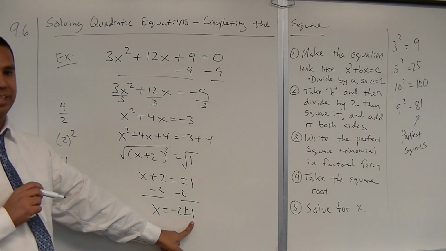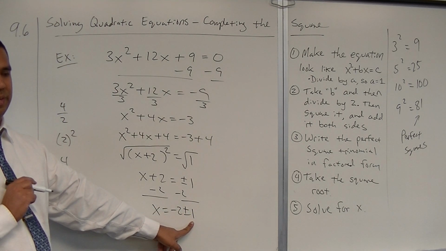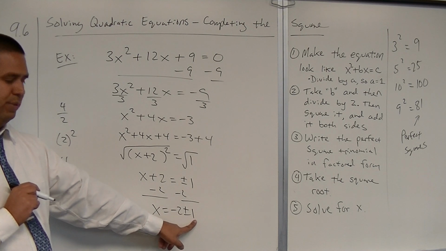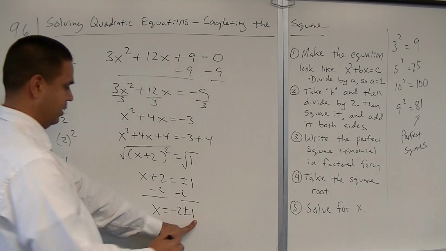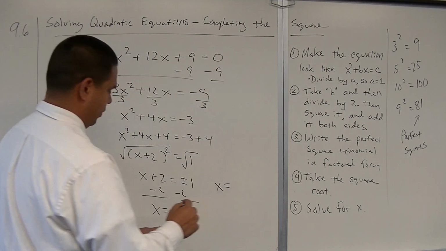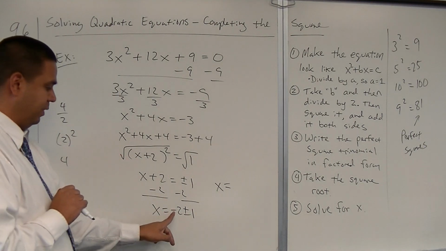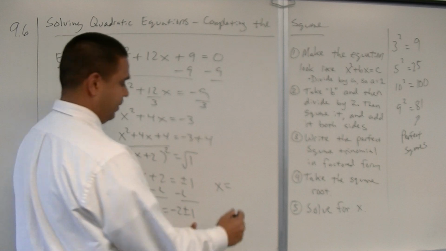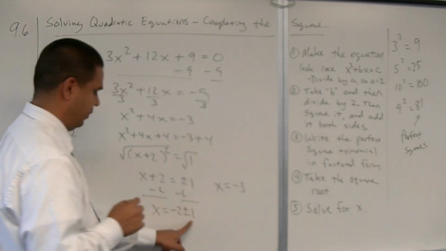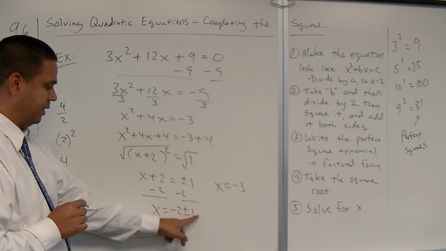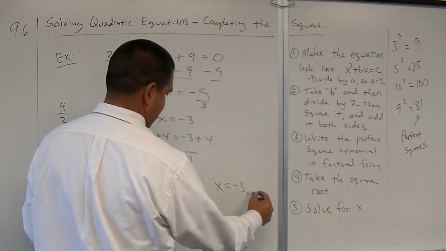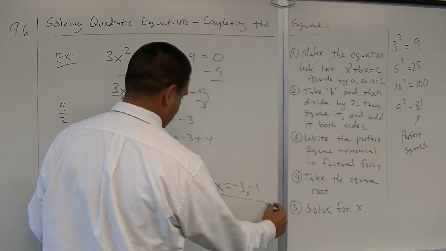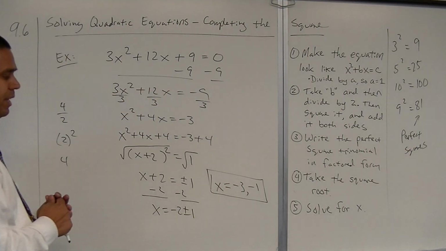Hey, look! We could actually simplify this because it's not in the square root. Well, we do them both. What's negative 2 minus 1? Negative 3. And what's negative 2 plus 1? Negative 1. So there's the answers.